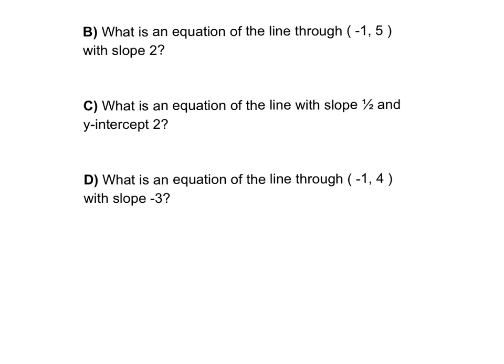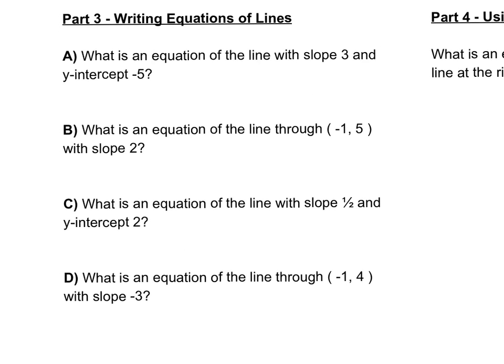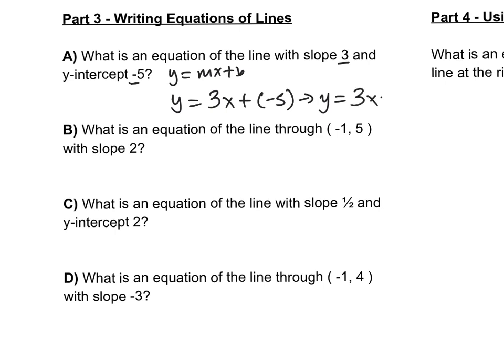All right, in part 3, it asks us to write equations of the lines, all right? So in part A, we're given a slope of 3 and a y-intercept of -5. So if we have a y-intercept, then we're going to use the slope-intercept form, which is y is equal to mx plus b. And then we just substitute your slope and your y-intercept in. So y is equal to 3x plus -5. Well, we could simplify this down to y being equal to 3x minus 5, all right?